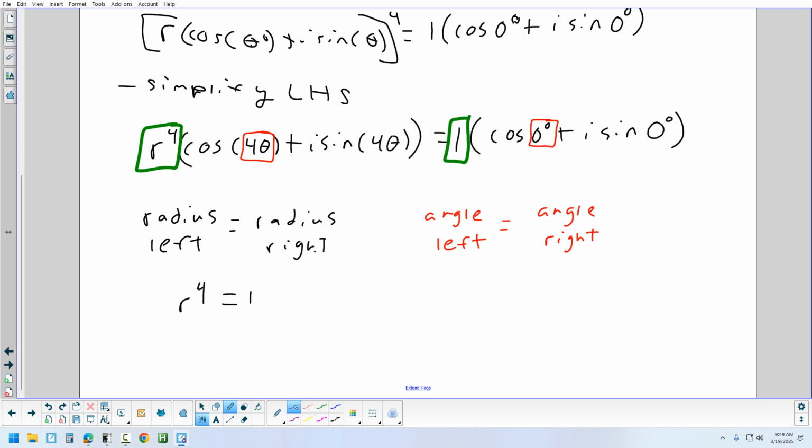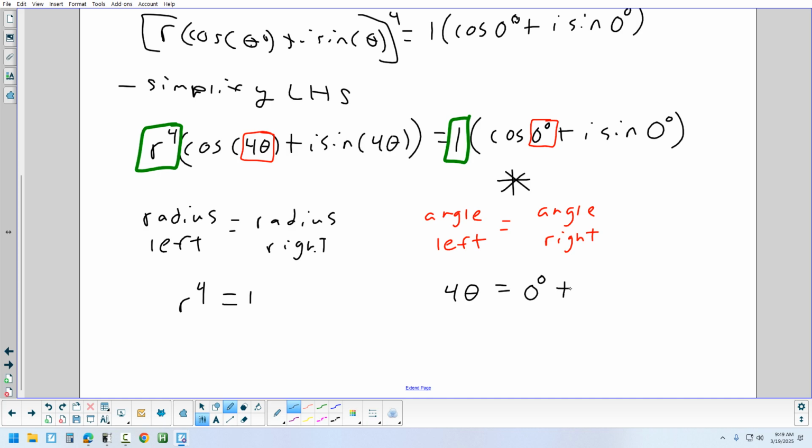Angle on the left is 4 theta. Angle on the right is 0 degrees. This part is what's going to give us our multiple answers. Okay? We set the angle on the left to equal the angle on the right, plus what is the period of sine or cosine? We've added this onto the end of our answers before.